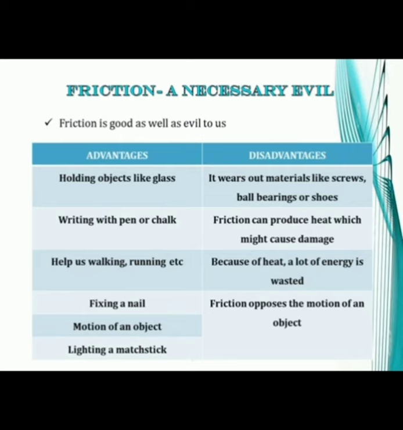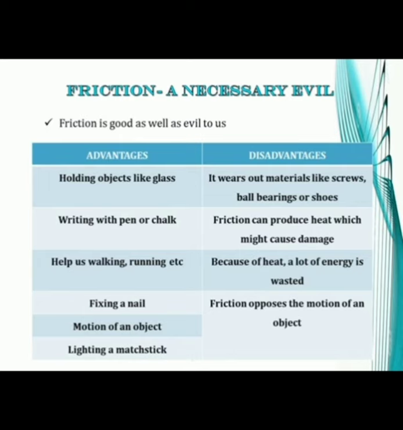Because of the heat, a lot of energy is wasted. The heat is released from energy, so a lot of energy is wasted. Friction opposes the motion of the object. Yes, friction is always opposite to the motion of the object. That is known as a disadvantage of friction.